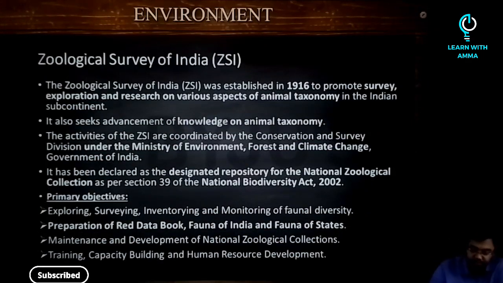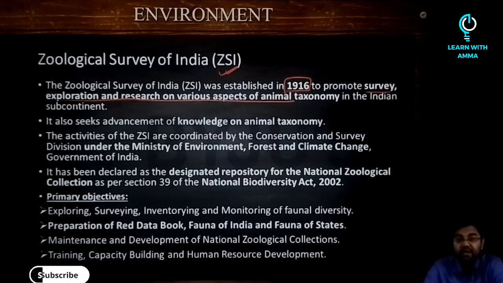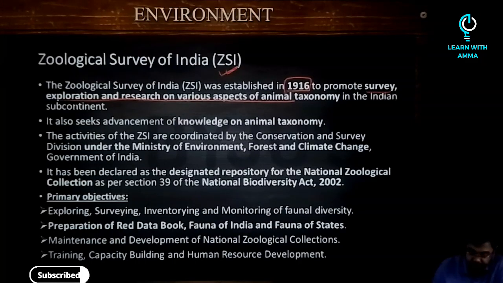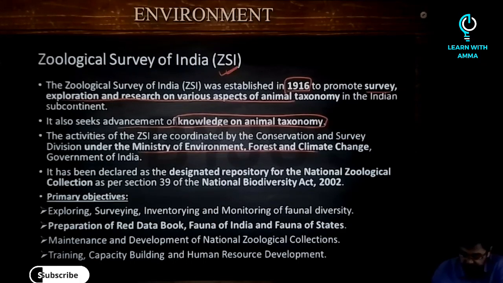The next is the Zoological Survey of India. It was established in 1916 to promote survey, exploration and research on various aspects of animal taxonomy in the Indian subcontinent, and seeks the advancement of knowledge on animal taxonomy. Activities are coordinated by the Conservation and Survey Division under the Ministry of Environment, Forest and Climate Change.